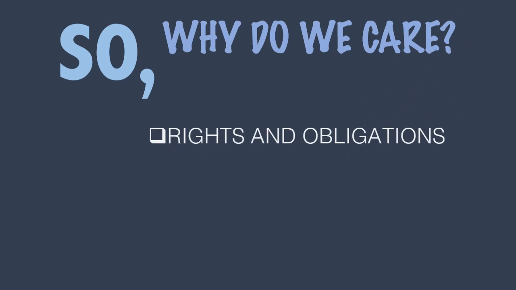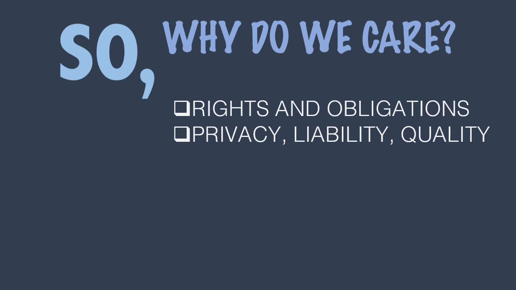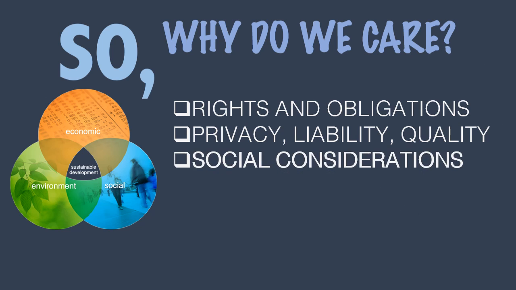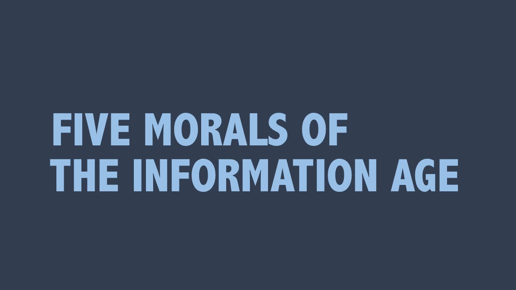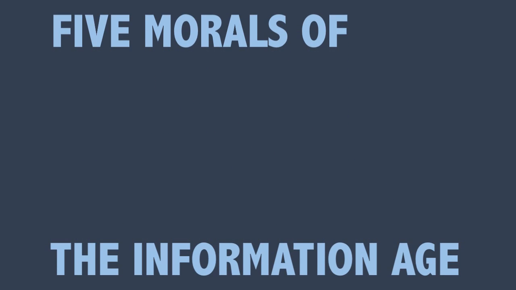So why do we care? Well, ethics govern our rights and obligations. They protect individuals from breaches of privacy, liability, and quality. Furthermore, they ensure companies are producing feasible levels of system quality whilst encouraging a concern of social consequences such as accessibility and sustainability. In short, ethics cover the five moral dimensions of the information age.